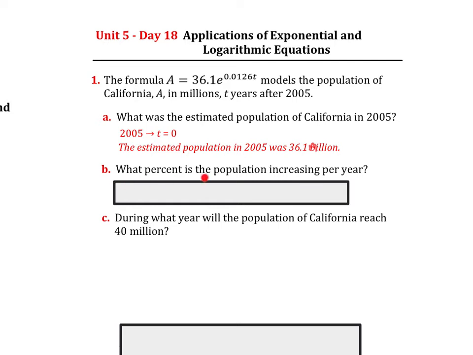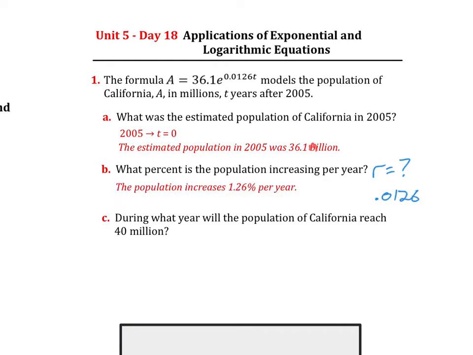What percent is the population increasing per year? Well, percent, that means we're looking for a rate. What is the rate? Well, the rate comes from the exponent here, 0.0126. So the rate is 0.0126, but I want this written as a percentage increase. Well, that would be 1.26%. Remember, to convert from a decimal to a percent, you just shift over 2 decimal places.